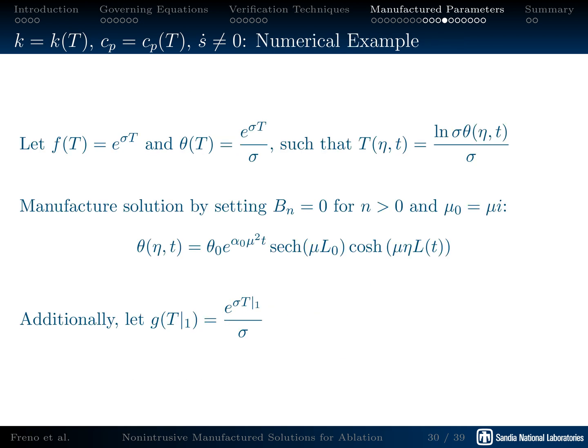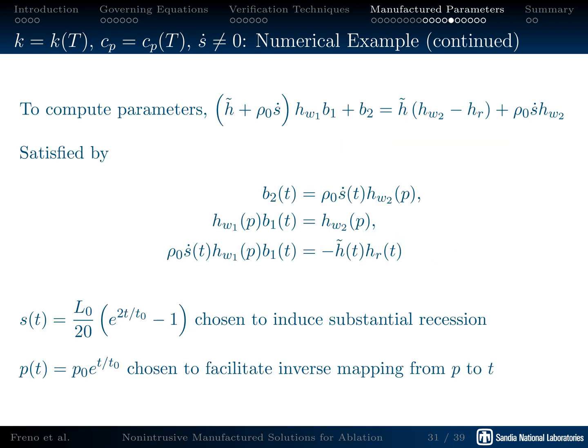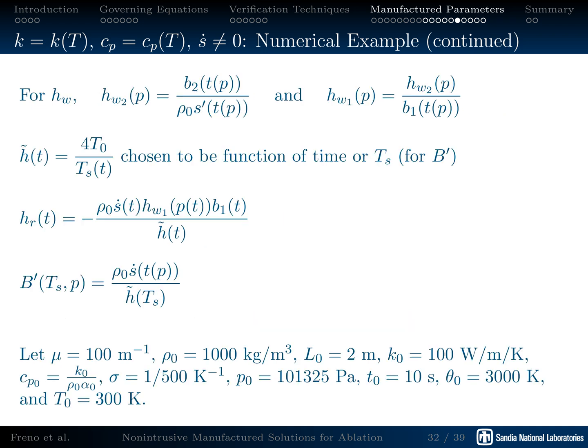As a numerical example, we specify the temperature dependence of the thermal conductivity and specific heat capacity to be exponential. Consequently, theta is related to the temperature proportionally to this dependence. For convenience, we take our general solution from before, truncate the non-zero index terms, and opt for the hyperbolic sinusoidal function. This provides us with a simple expression for theta, which can be mapped back to the temperature. And for additional convenience, we have the temperature dependence of the boundary condition be exponential. We then determine how the remaining boundary condition terms are related to the ablation data and recession rate, and we manufacture the recession and pressure. Now we can determine the functions for the remaining ablation data and choose our constants.